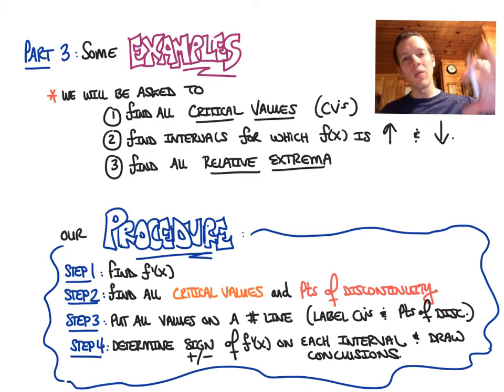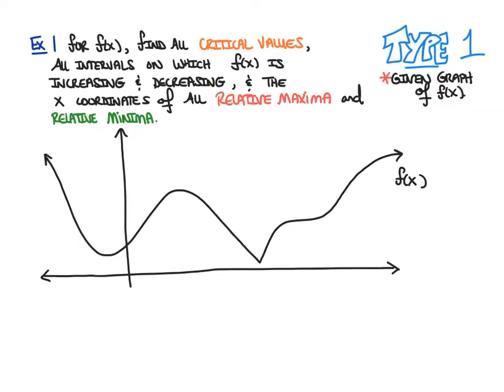Once we get a sense of that ride, we'll be able to target those relative maxima and the relative minima in order to get our extrema. You'll see this on the next slide. So for our first example, I'm going to call this our type 1 example. And this is when we're given the graph of the function f of x.